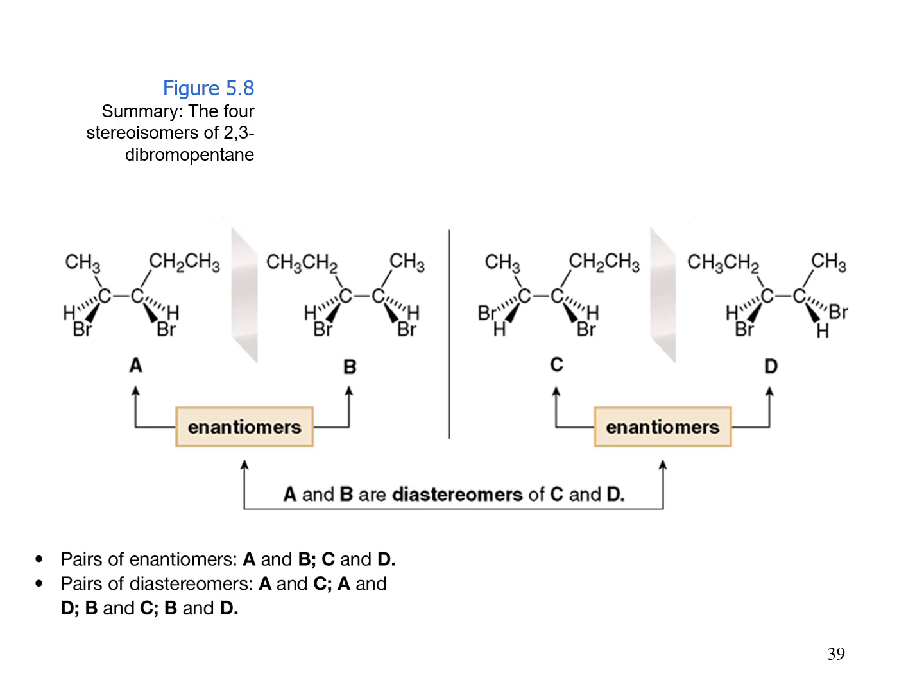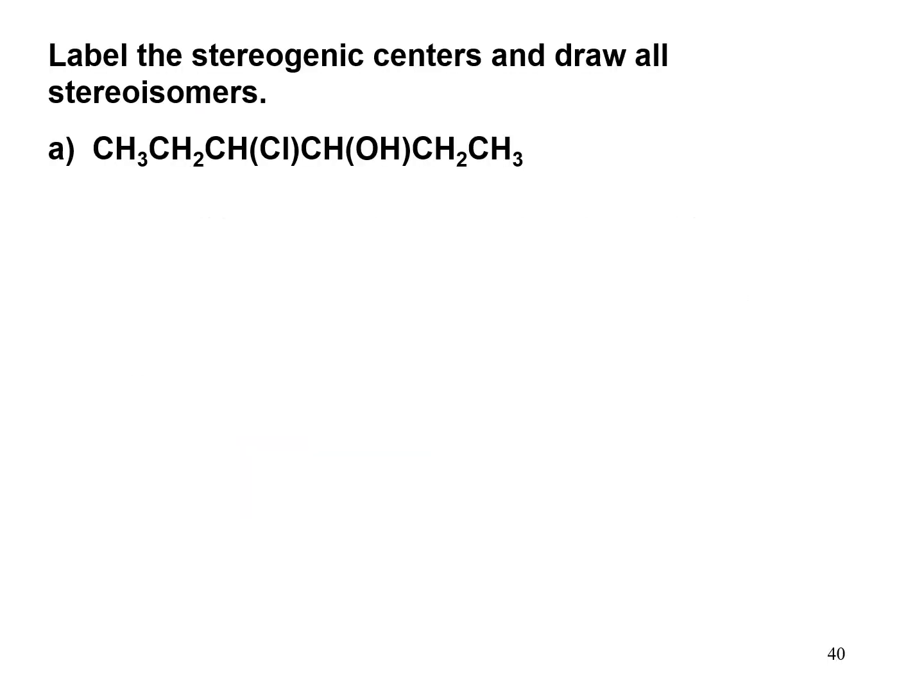So here is a different example, which is a pair of enantiomers, A and B, and C and D, and a pair of diastereomers, AC, A and D, or B and C, or B and D. What are they? Enantiomers, because they are mirror images, or non-mirror images that cannot be what? Superimposed on each other as mirror images.